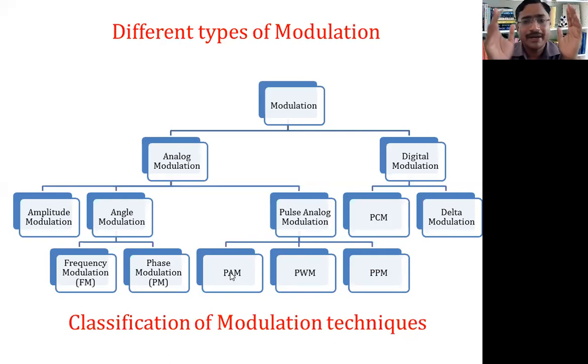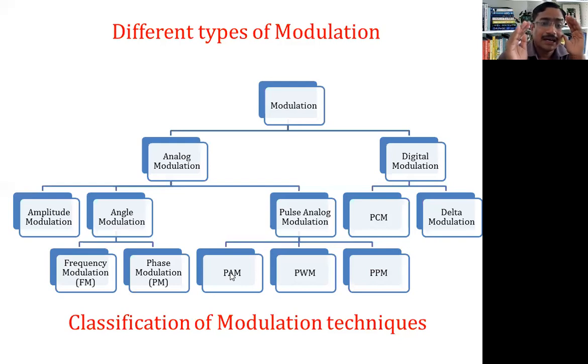Now, you should keep in mind, modulation is the process in which the information signal is superimposed on some other high frequency carrier signal so that it can be propagated for longer distances. For this propagation, the carrier wave can be either analog or digital. When we have an analog wave, we have 3 types: amplitude modulation, angle modulation, then pulse analog modulation. When we have a digital wave, we have pulse code modulation and delta modulation.